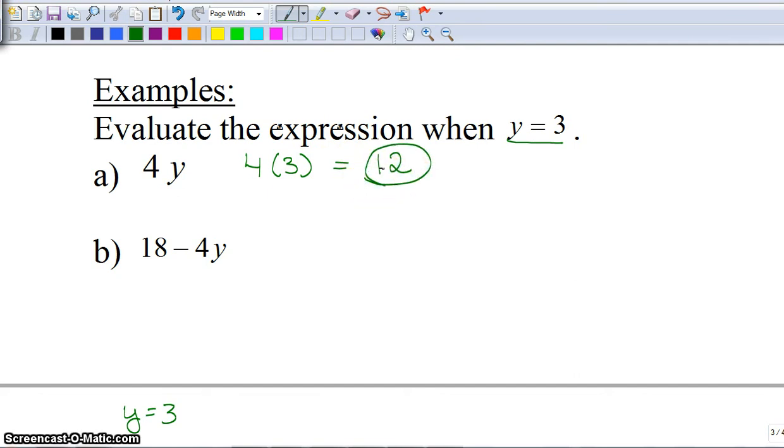Now my second one, I have 18 minus 4 times y. So now I have 18 minus 4. Okay, my y is 3, so 4 times 3. So now I have 18 minus 12. 18 minus 12 will give me 6.